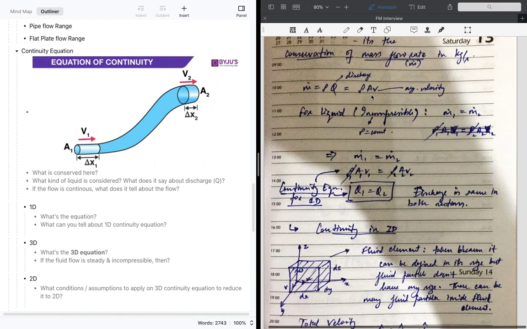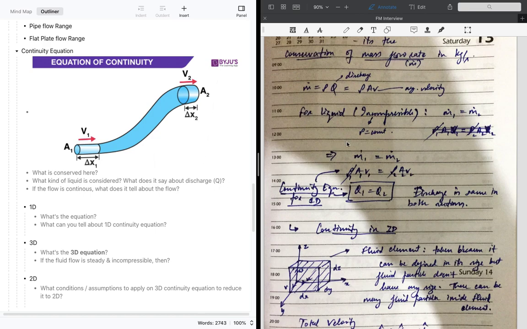And it will be same when we substitute this equation here, we get that the discharge in both the sections are equal. That means here the Q1 and Q2 are same. And this is the 1D continuity equation. Q1 is equal to Q2. So what is conserved here? The mass flow rate is conserved here. What kind of liquid is considered?